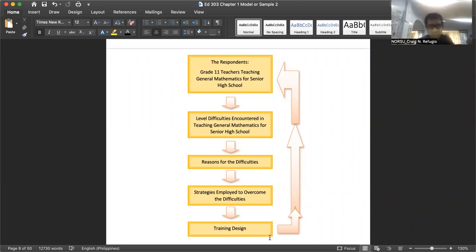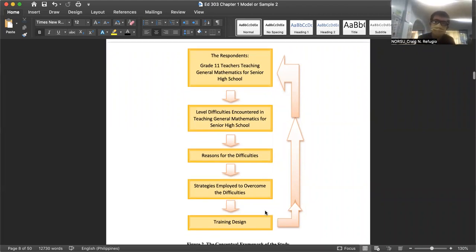All of the ideas presented can be copied, but the design should be modified. Apply creativity, apply innovation when you are going to design your conceptual framework. Do you follow?